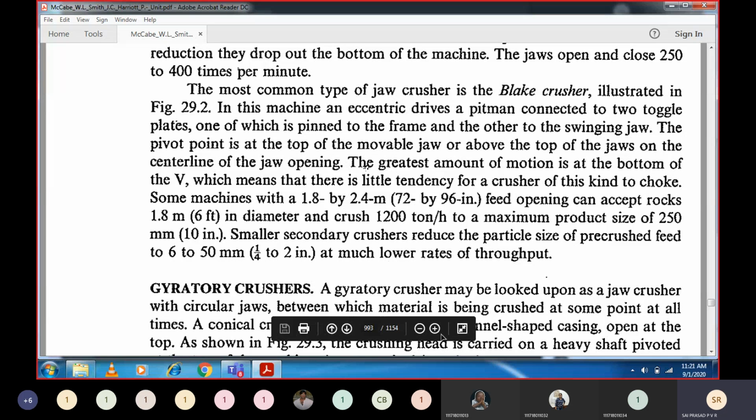Because as the size of the particle is decreasing, nipping the particle is important. Since the nipping problem is there, unless and until the particle is crushed, we cannot allow it to go out from the system. Because of this reason, the mass feed rate of a secondary crusher is less than the primary crusher. Remember. Then comes the question of the gyratory crusher.